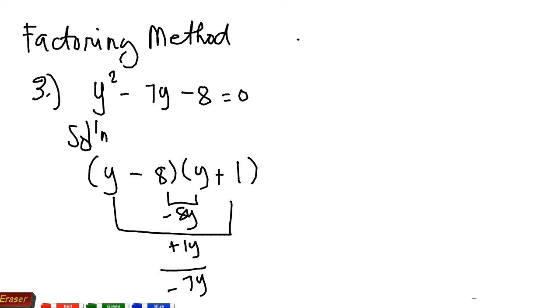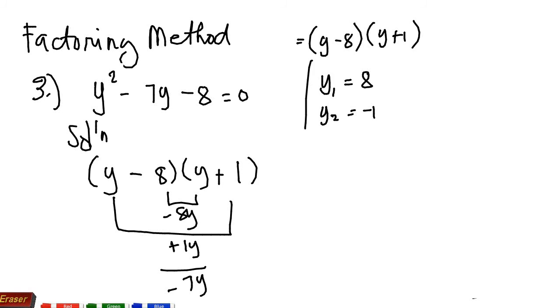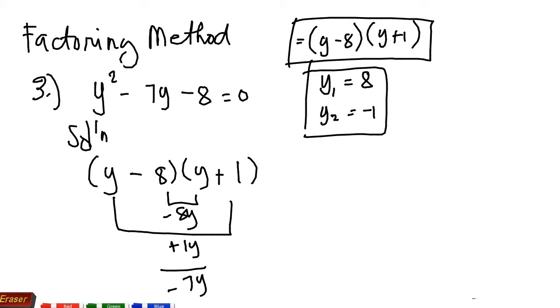So your factors now are y minus 8 and y plus 1. So for your roots, y1 is equal to positive 8, and y2 is equal to negative 1. These are now your roots, and these are now your factors. Okay? So again, if you want to check whether your roots or your factors are correct, then you substitute the values of y1 and y2 into the given equation.